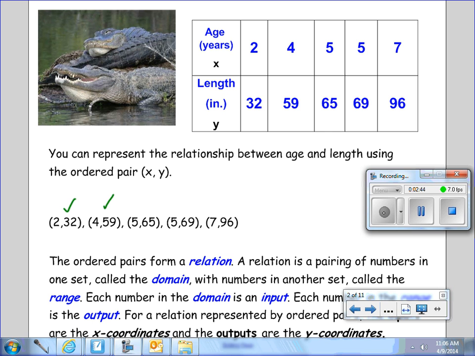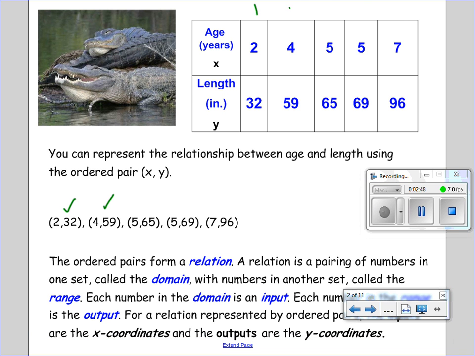Now this example is showing the relationship between years and inches. It's showing relations between 5 different crocodiles. Here's the first one, the second one, the third one, the fourth one, and the fifth one. The first one that was 2 years old is 32 inches. The second crocodile that was 4 years old is 59 inches. The third crocodile is 5 years old, it's 65 inches. The next crocodile is 5 years old, and it's 69 inches. And our last crocodile is 7 years old, and he's 96 inches.